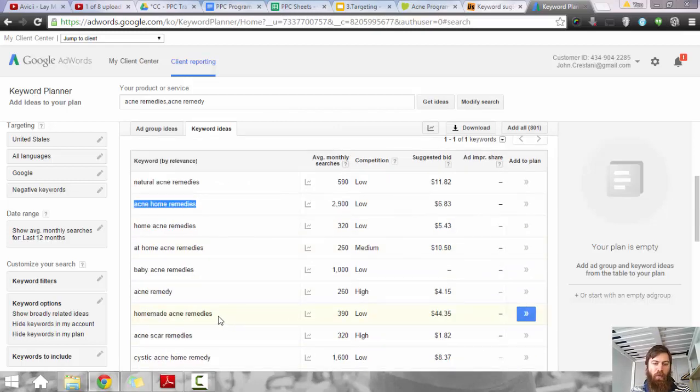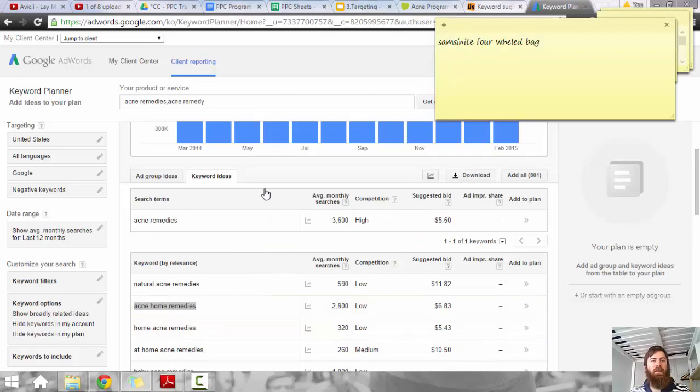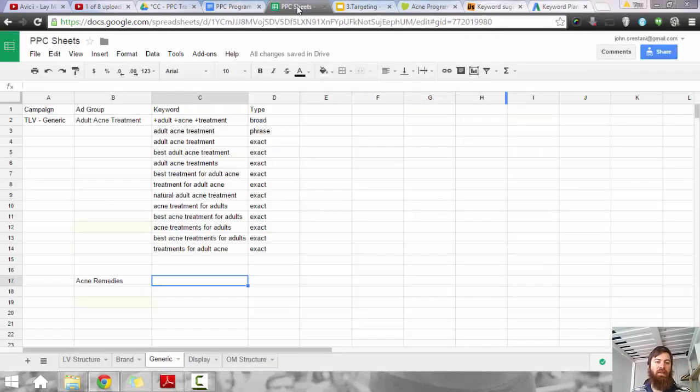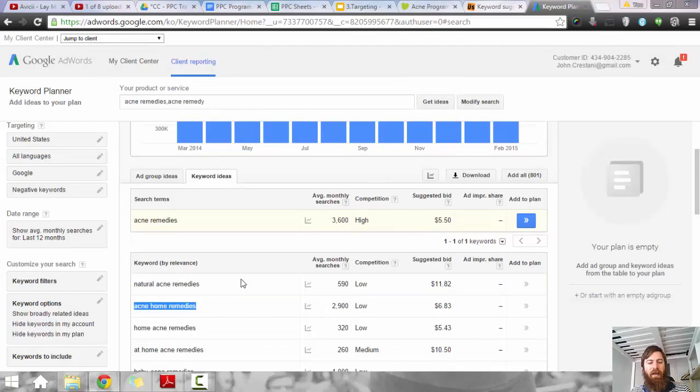Homemade acne remedies. What I'm going to do is, because I like to start more specific rather than less specific, I'm actually going to alter my approach a little bit here. And since I'm seeing acne home remedies have so much search volume, if I'm the business owner just starting my AdWords campaign, I want to get it to work. Plain and simple. I don't want to throw away $100,000 to try to make $1 million tomorrow. I want to start targeted, and I want to spend $1,000 to make $1,500.